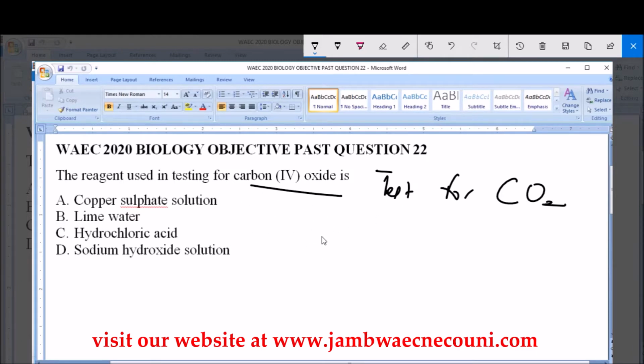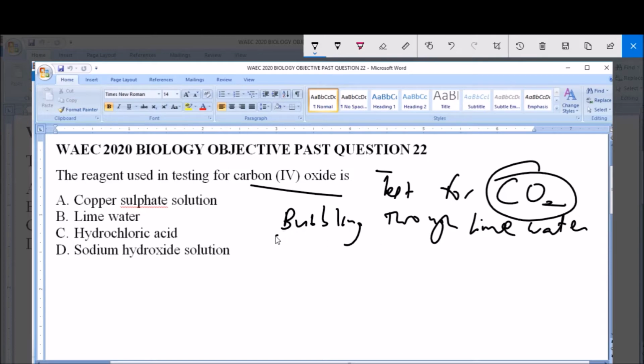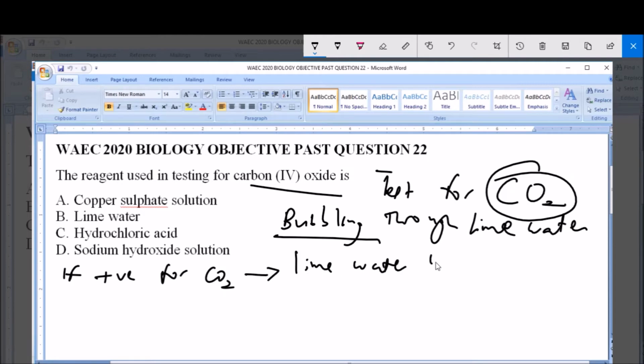Now, the most known test for carbon dioxide is by bubbling through lime water. So if you have, say, a sample of a gas and you want to know whether it contains carbon dioxide, all you have to do is bubble it through lime water. Now, if positive for carbon dioxide, what will happen is that the lime water will turn milky.